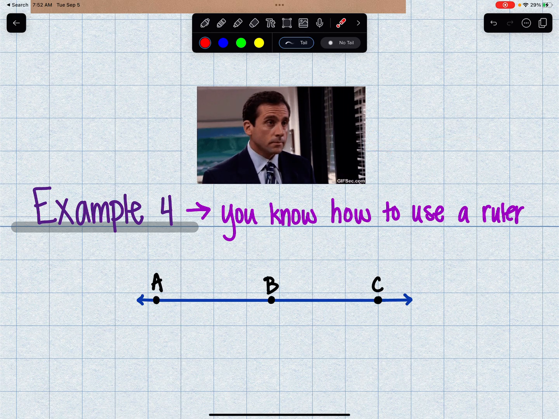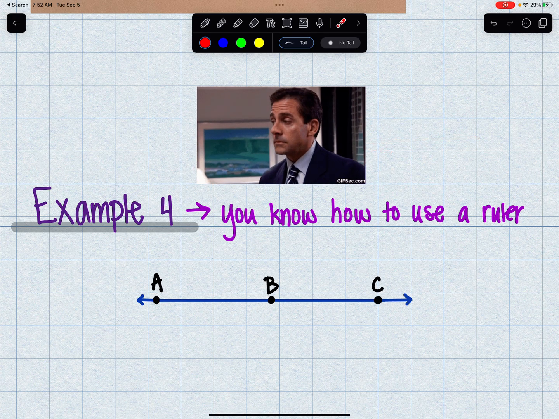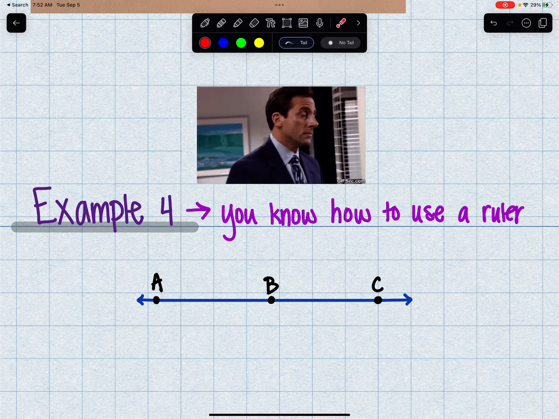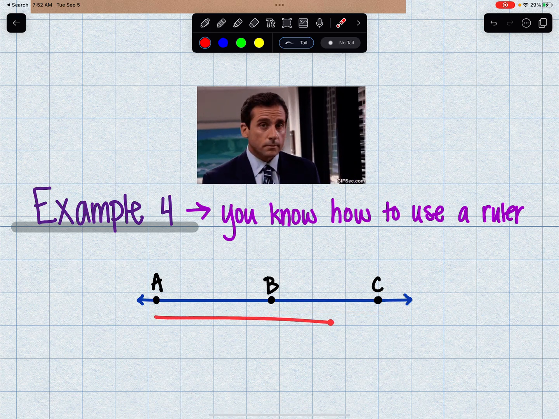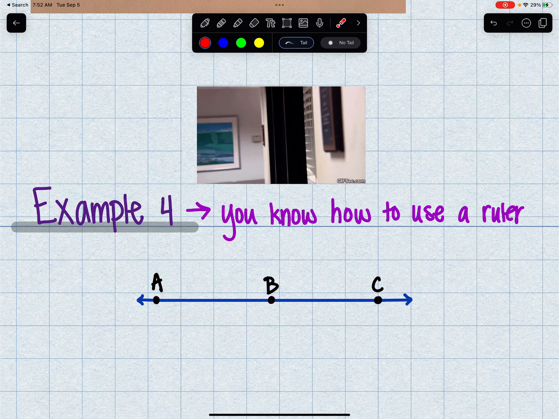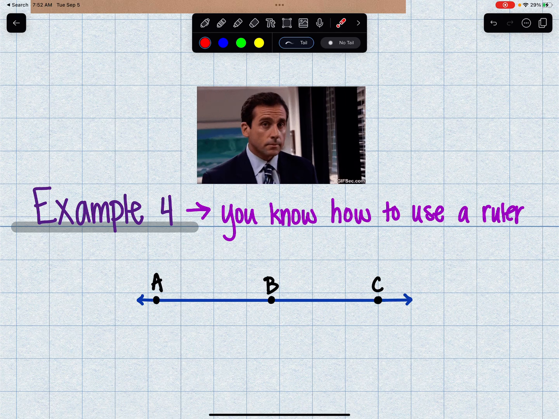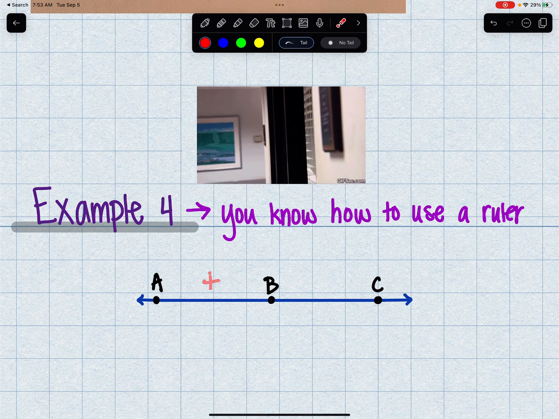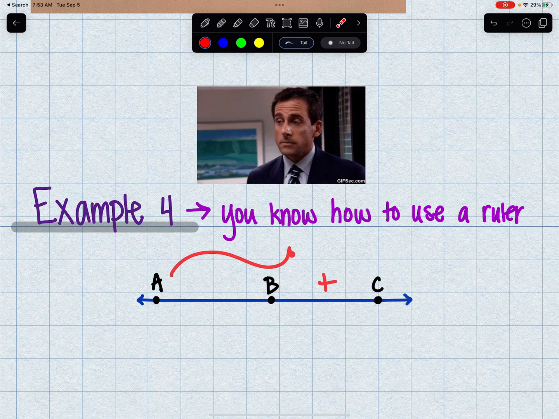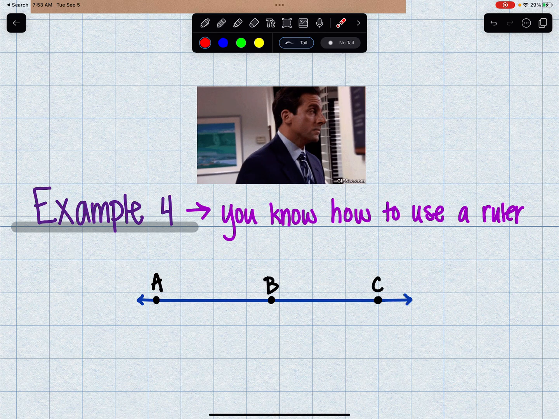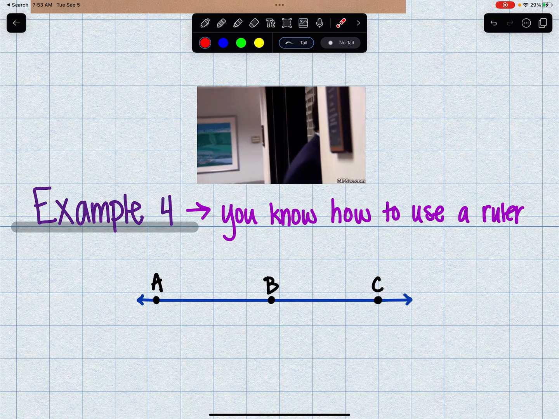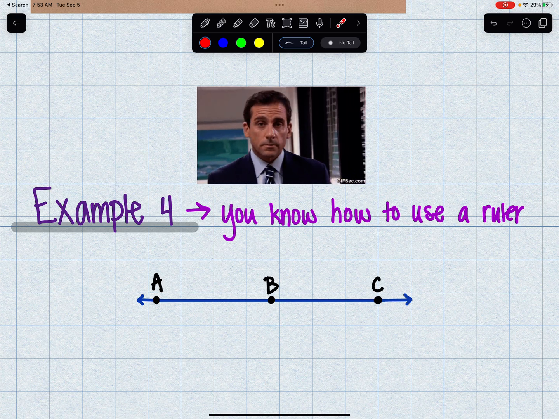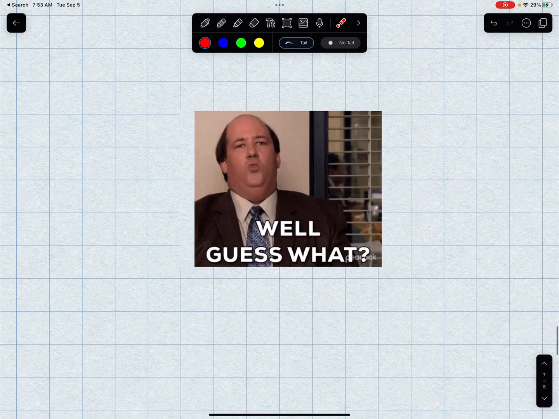Let's do example 4. It says use an inch ruler to find segment AB, segment BC, and segment AC. And the only thing here is you know that if you add AB plus BC, it's going to equal AC. So that's really the only point that they want to make, and they show you how to use a ruler to figure out what that segment length is, but I know you know how to use a ruler, so I'm not going to do it for you.